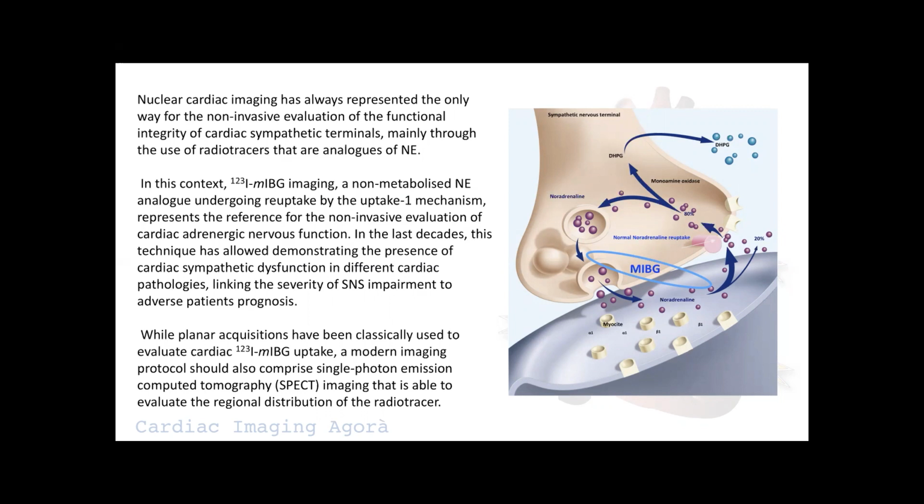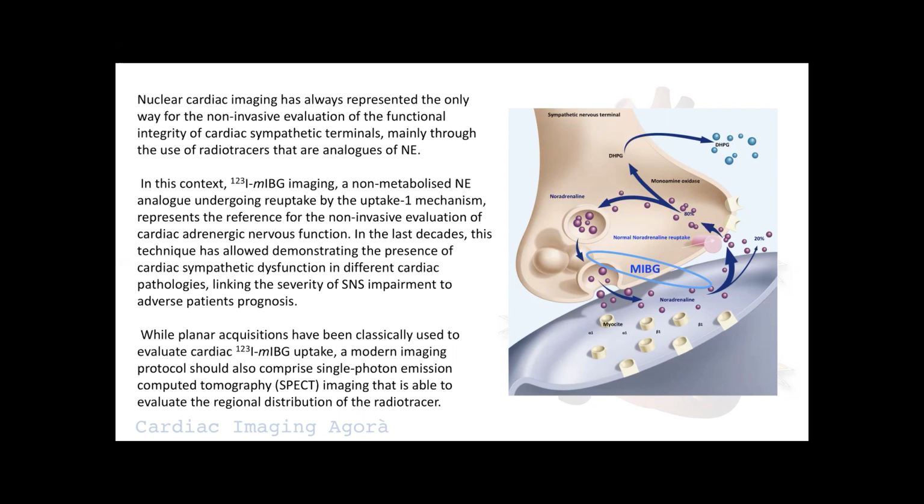In this session, we will speak about the use of tracers dedicated to SPECT, which is simpler to use and cheaper than those evaluating the integrity of the neuronal systems with PET, even if, to be honest, PET evaluation is a little bit better in terms of quantification. But for clinical purposes, we can use this very old tracer, 123 iodine MIBG, which allows an evaluation of the integrity of the presynaptic receptors. It is a non-metabolized norepinephrine analog that undergoes the reuptake by the uptake 1 mechanism, and it represents the reference for the non-invasive evaluation of cardiac adrenergic nervous function.